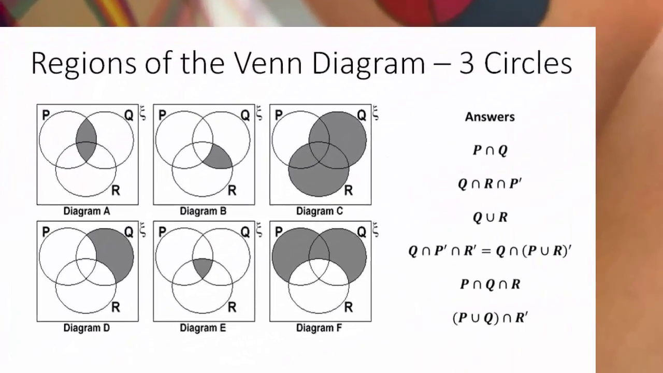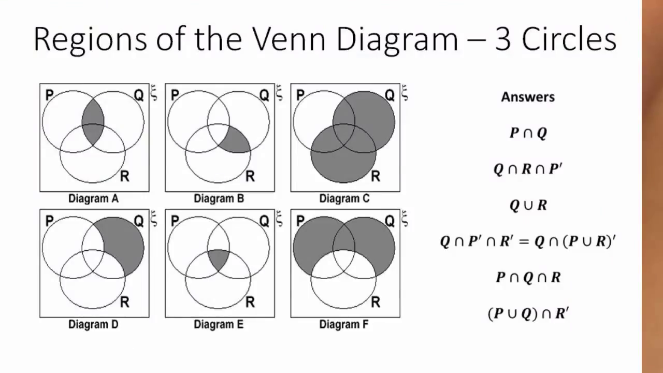Okay, so the answers. Well, as you can see in diagram A, we've got P and Q overlapping, and R could just disappear here. This is nothing to do with R. This is just the overlap of P and Q. And so this is just P intersection Q, or P and Q. The next one is a bit more difficult because we will need to use 3 letters here. This is the intersection of Q and R, but it mustn't be in P. How are we going to write down that?